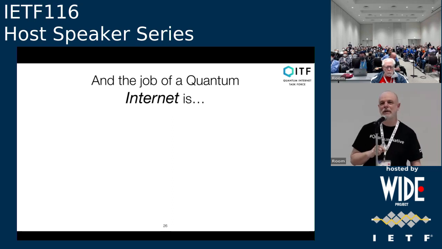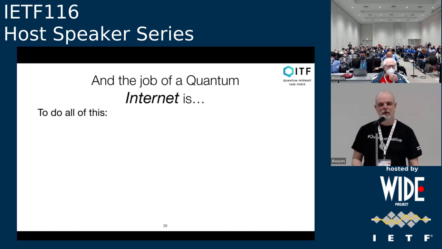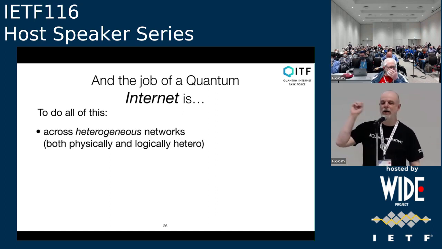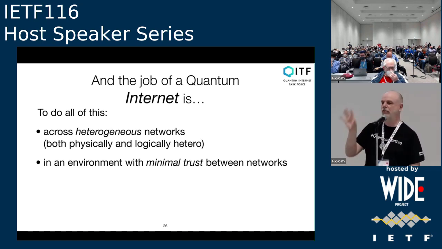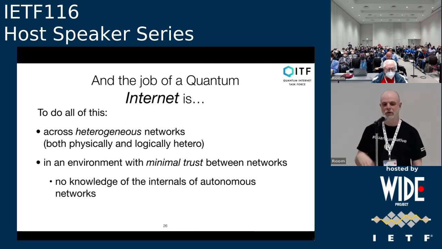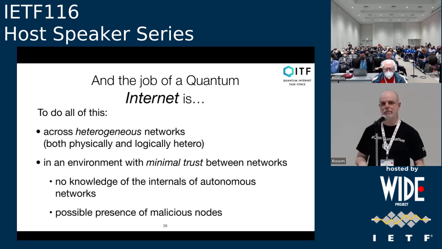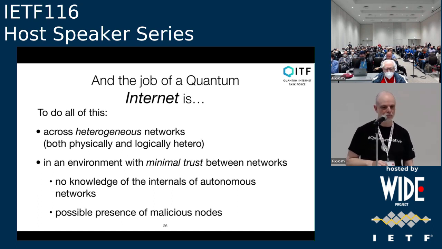So if that's the job of the quantum network and of a quantum repeater node, then the job of a quantum internet, this will look familiar to everybody in the room. Next slide. We need to do all of this across heterogeneous physical networks and heterogeneous logical networks, in an environment with minimal trust between the networks, including potentially the presence of malicious nodes, and knowing little or nothing about the internals of those autonomous networks that collectively make up the quantum internet. Okay. All right, next.